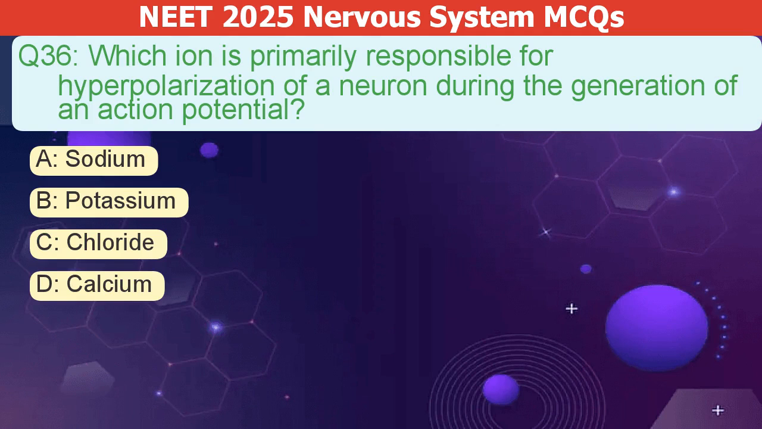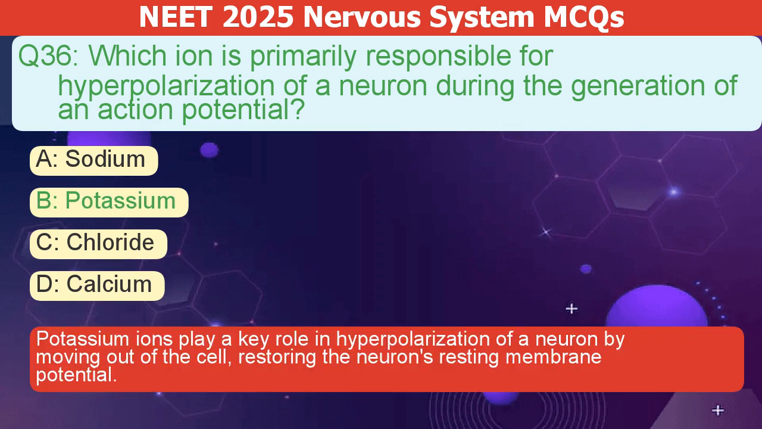Which ion is primarily responsible for hyperpolarization of a neuron during the generation of an action potential? A. Sodium. B. Potassium. C. Chloride. D. Calcium. The correct answer is B. Potassium ions play a key role in hyperpolarization of a neuron by moving out of the cell, restoring the neuron's resting membrane potential.